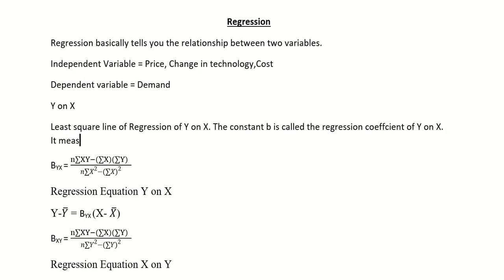So it measures the change in y with corresponding change in x, right? So when we calculate y on x, it means y is dependent on x. So what would be the change in y if x is changed by 1 unit? So y on x measures the change in y with corresponding change in x. Similarly, b we call beta also. So beta is the constant value, right?